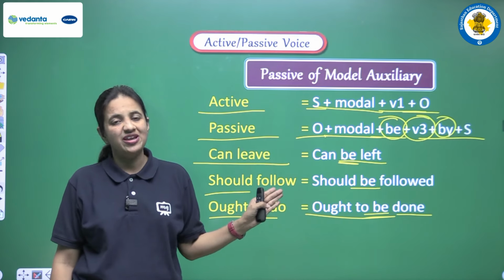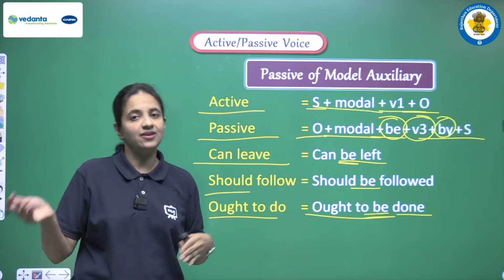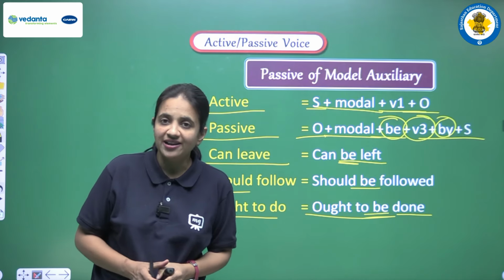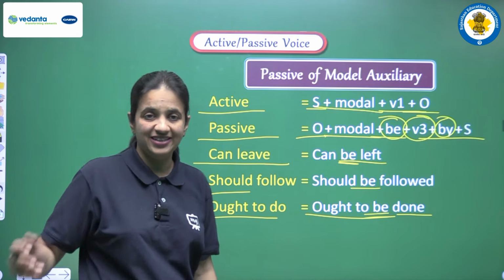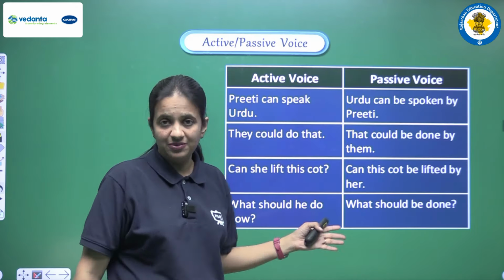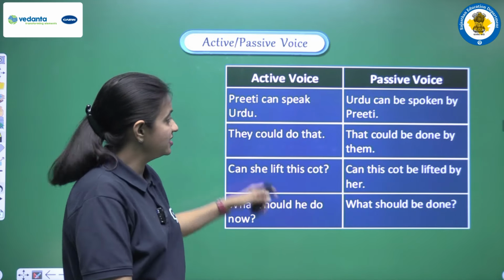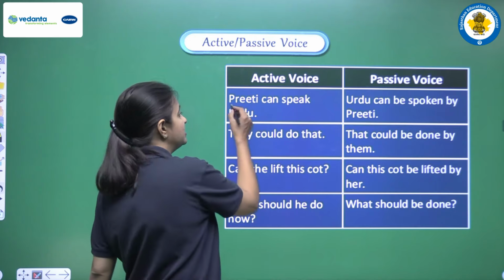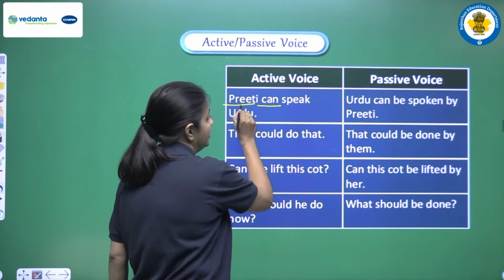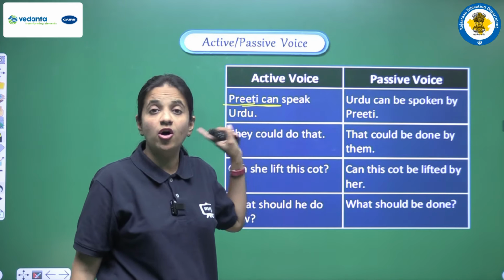So in this way we have to change the sentence from active into passive voice, in which we are having some modal auxiliaries. So now let's see some of the examples. So let's see the first one. Preeti can speak Urdu. So this is the example of active voice, because we are having subject in the beginning of the sentence, and in this sentence we are having one modal auxiliary.